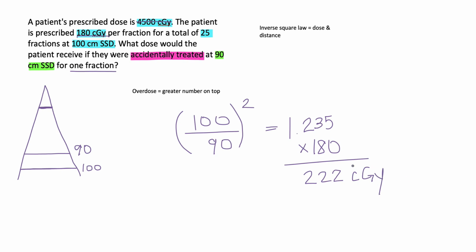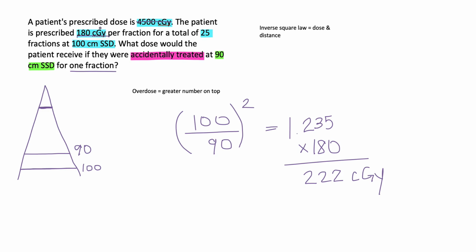Now, if the question were to ask you a total dose based on all of the fractions being treated at 90 cm SSD, then we would use the 4,500. Because it's specifically asking for one fraction, we only need to use a single fraction dose.